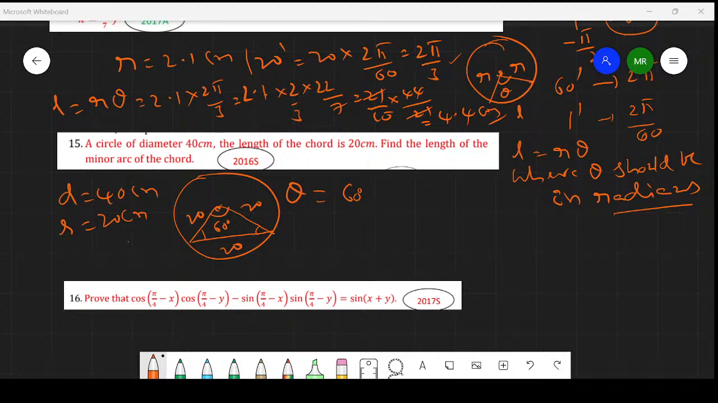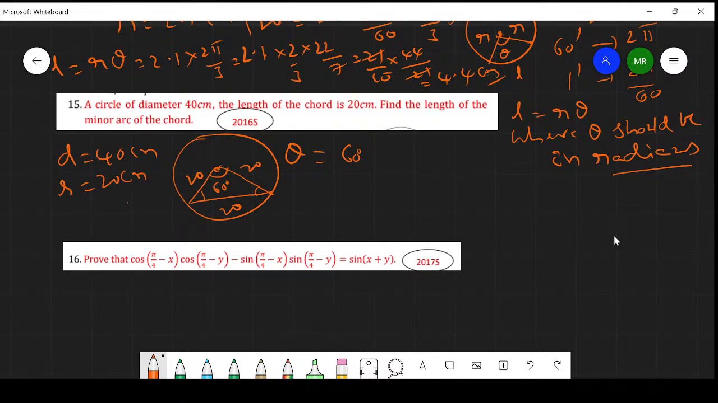They are asking to find the length of the arc, the length of the minor arc. This is the minor arc, this is ABC, center here. This is L, the length of the minor arc. The 60 degrees, convert into radians. You know that 60 into pi by 180 is pi by 3 radians.